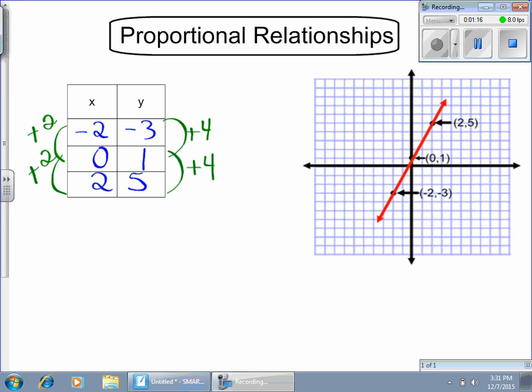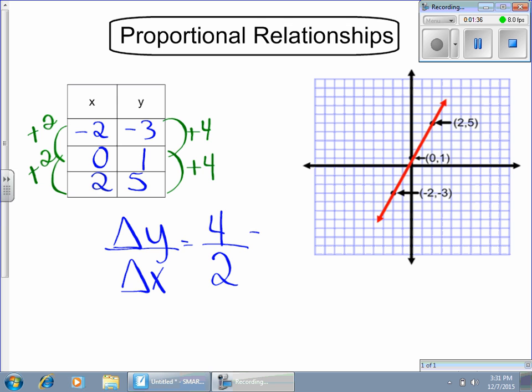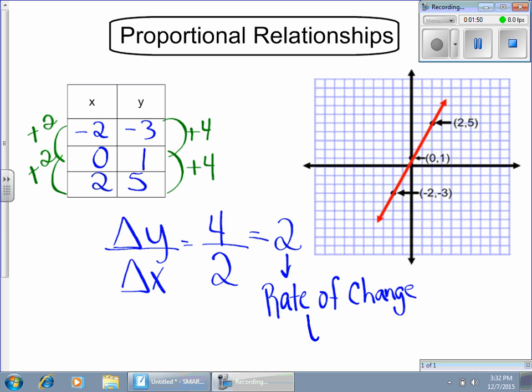Now I'm going to find the unit rate, or the rate of change. In order to do that, I'm going to look at the change in y over the change in x. And it looks like the y's are going up by +4, the x's are going up by +2. 4 divided by 2 is 2. 2 represents my rate of change, also known as my unit rate.